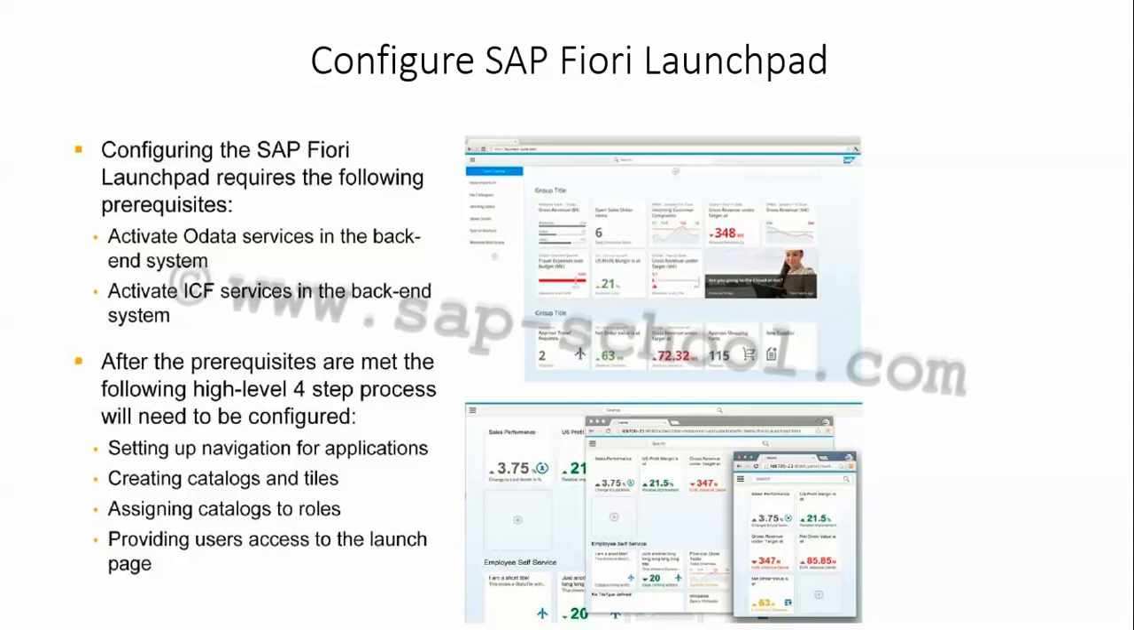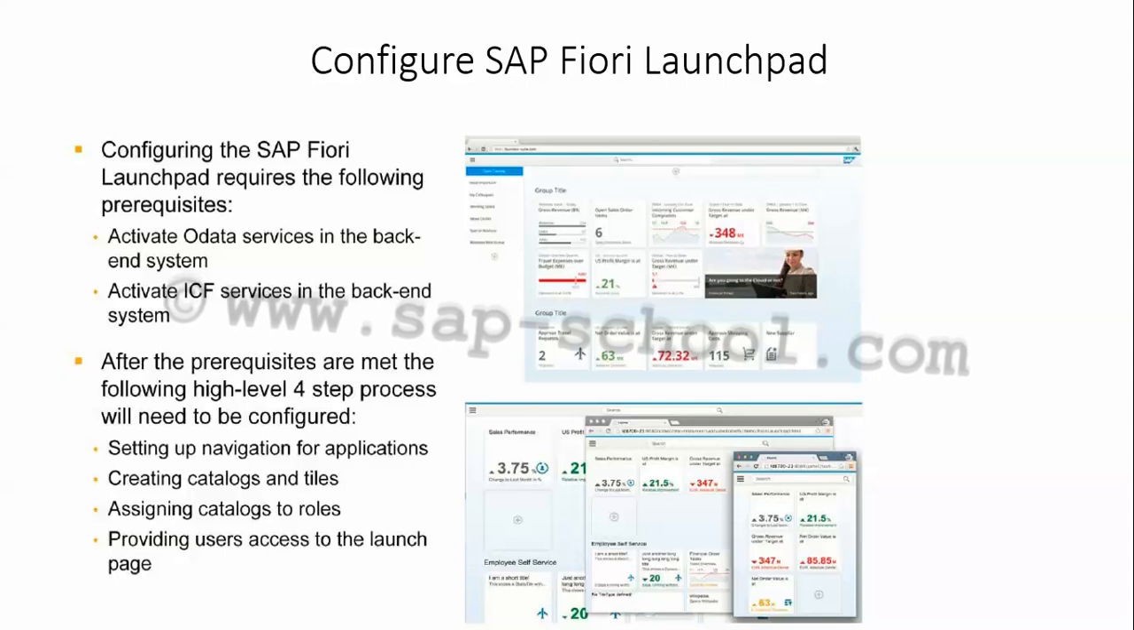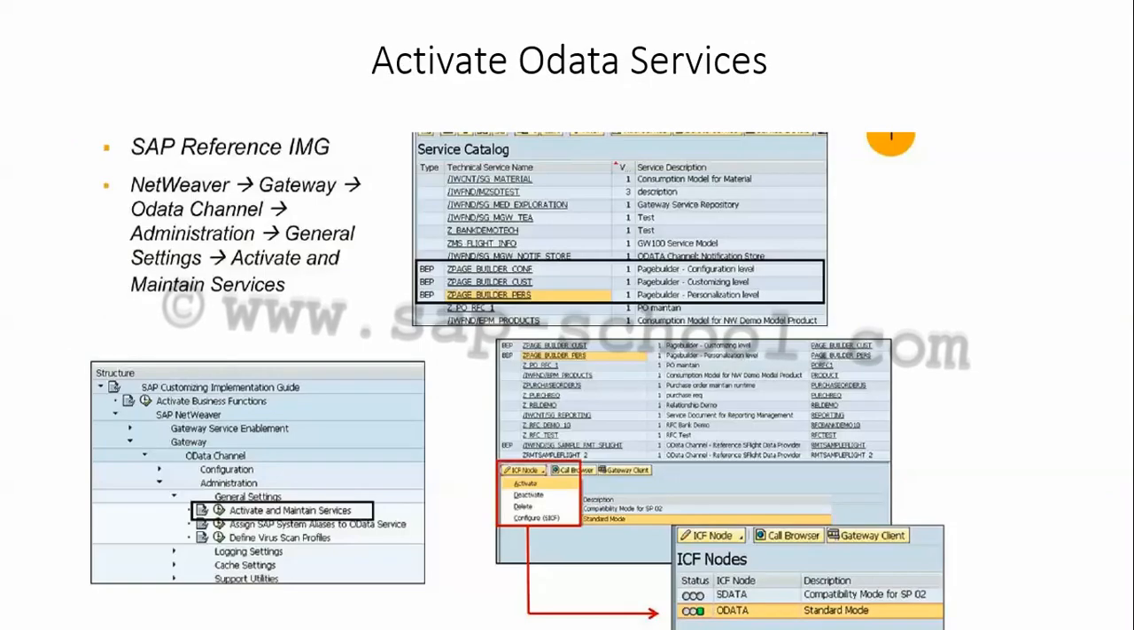Once it is done, after that we have to go to this ICF node and we have to activate the service. So this way we can activate the OData services for my Fiori Launchpad. After that, the next step is that we have to activate the ICF services. So we have to follow the path depicted in the slide and we have to execute the activate and maintain services. Now after that we have the ICF services.